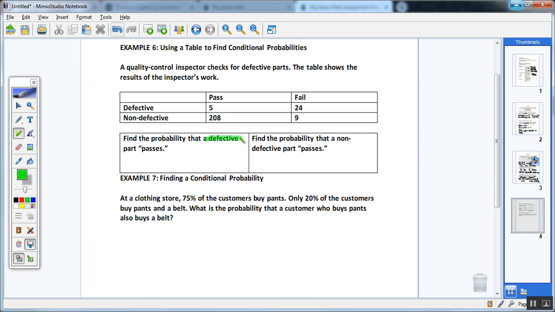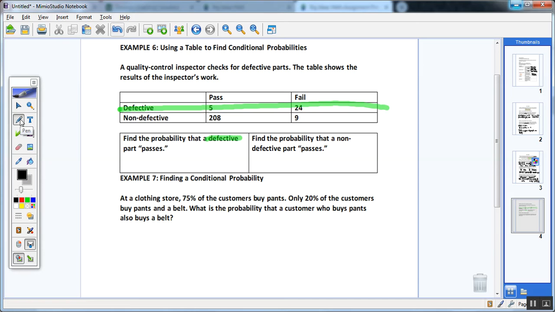So it says right here, kids, find the probability that what kind of a part? A defective part does what? First of all, the part has to be defective. Well, how many parts were defective, kids? 5. Ah, you've got to add the 29. There's 5 defective parts that passed and 24 that failed. So how many total defective parts are there? 29. Yep.